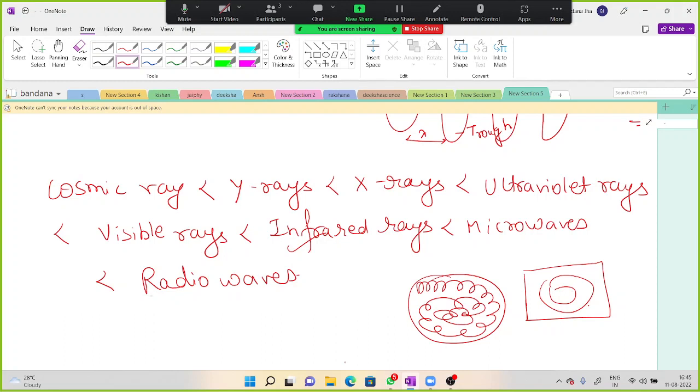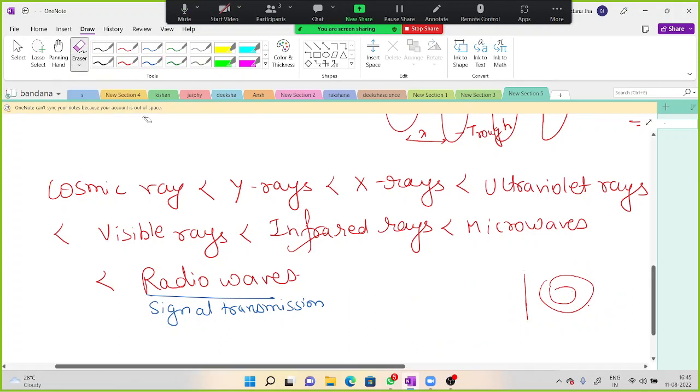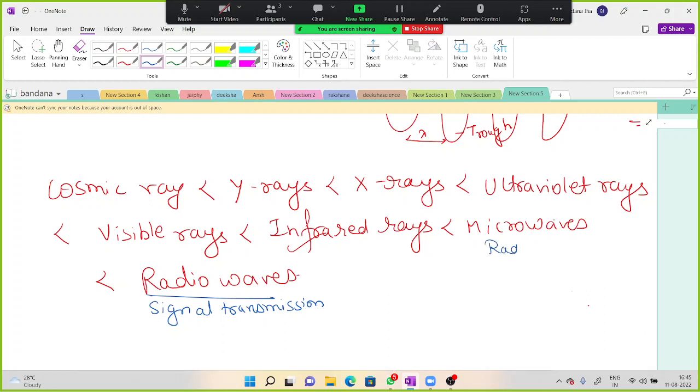So radio waves are used where? Okay, I'm writing down that one also. Radio waves uses. I'm writing uses in blue color. Radio waves are used in signals transmission. Okay, microwaves. I'm just deleting this. Microwaves are used for radars. Radars. Okay, and in oven also.